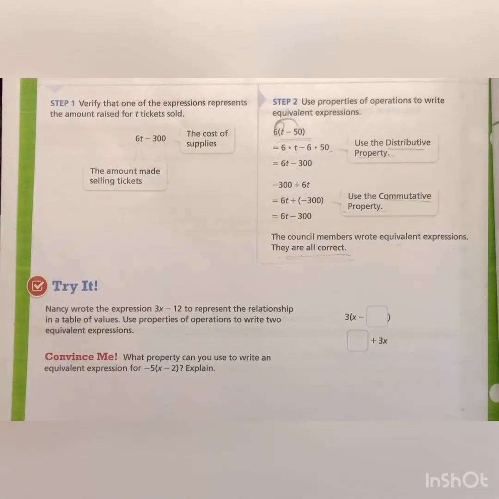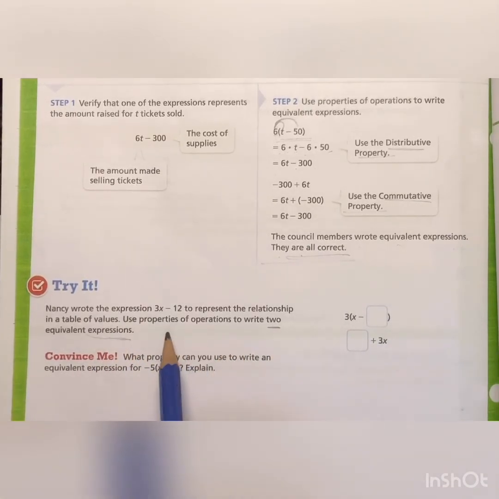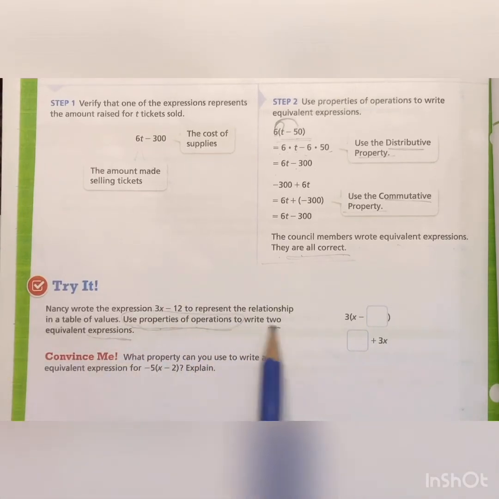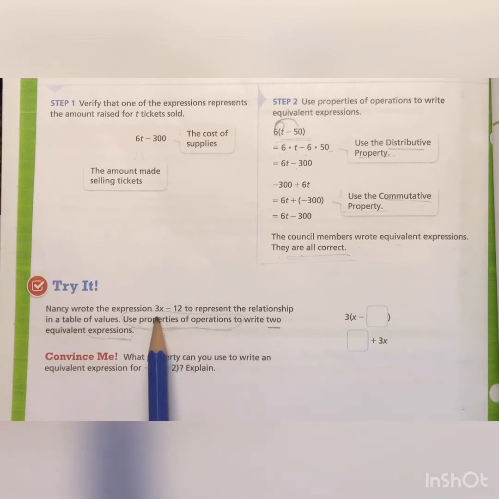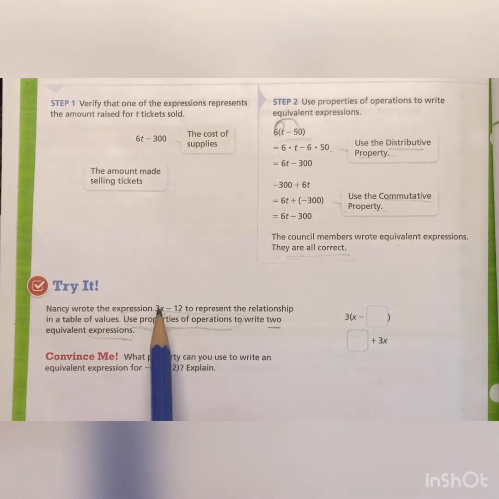Nancy wrote the expression 3x minus 12 to represent the relationship in a table of values. Use properties of operations to write two equivalent expressions. Okay, that's asking about two equivalent expressions. Okay, use properties of operations. That's asking about using properties for these two equivalent expressions. Okay, I can use for this equation what? The commutative property and the distributive property.